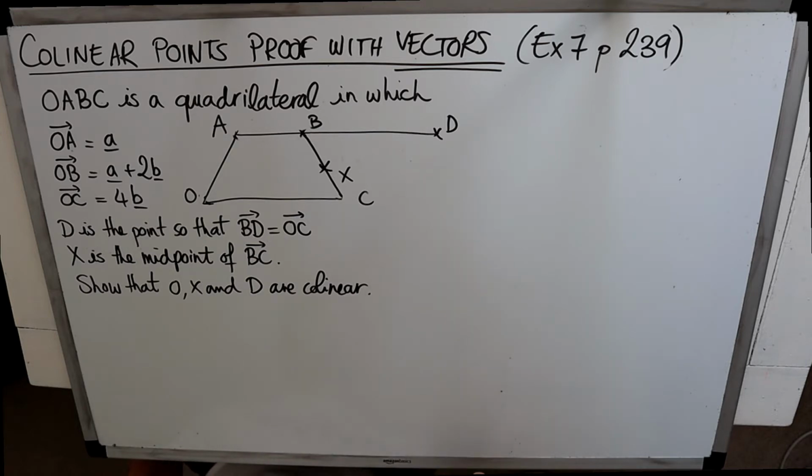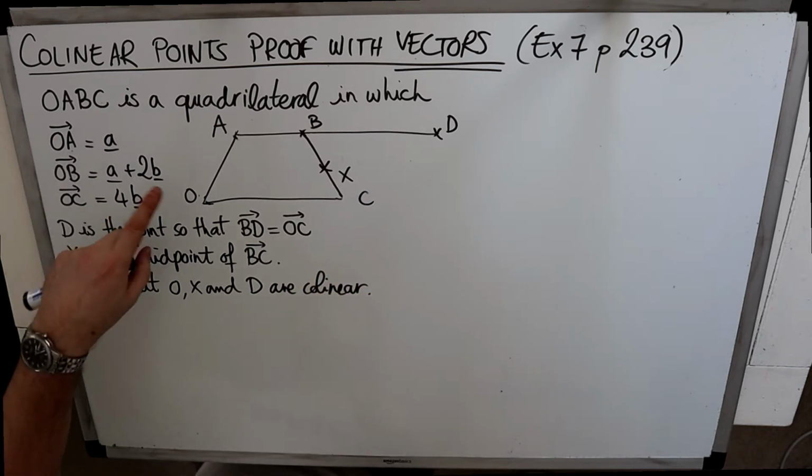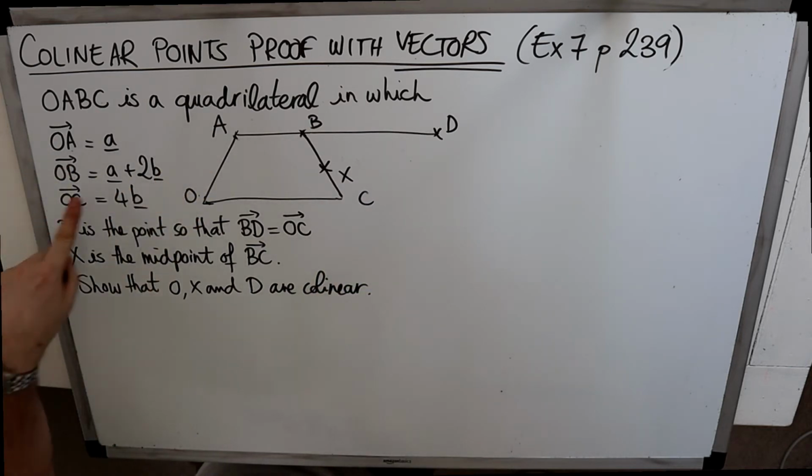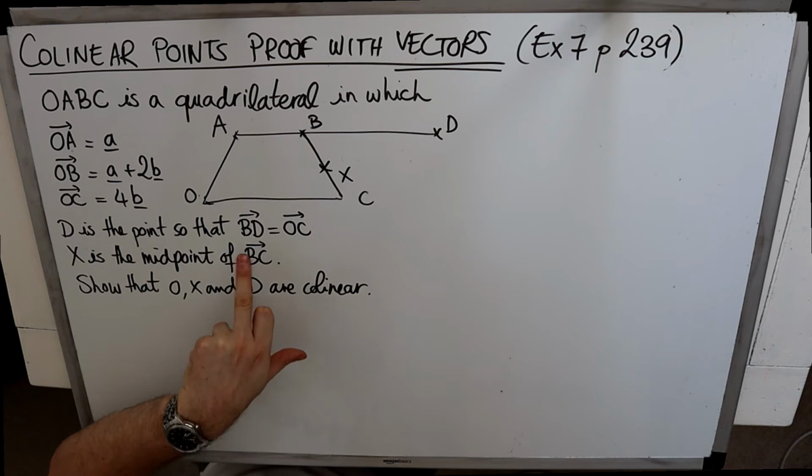This one's a little bit more challenging on its own, but I want to talk you through the steps, because you should be able to come up with this kind of stuff yourself just through logical thinking. So OABC is a quadrilateral in which we're going to name OA the vector A, OB is given in terms of A and B, where we haven't been given B, OC is 4B, and then we're given the extra piece of information, D is the point, so that blah blah blah.